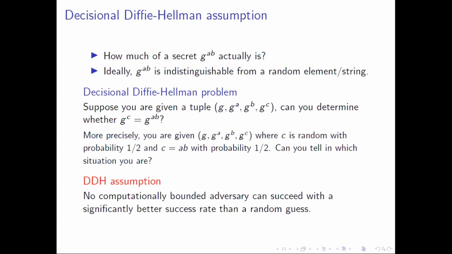The decisional Diffie-Hellman assumption is that no computationally bounded adversary can do this. No computationally bounded adversary can guess correctly whether the element g^c that he sees was actually g^(ab) or not, better than just guessing randomly.